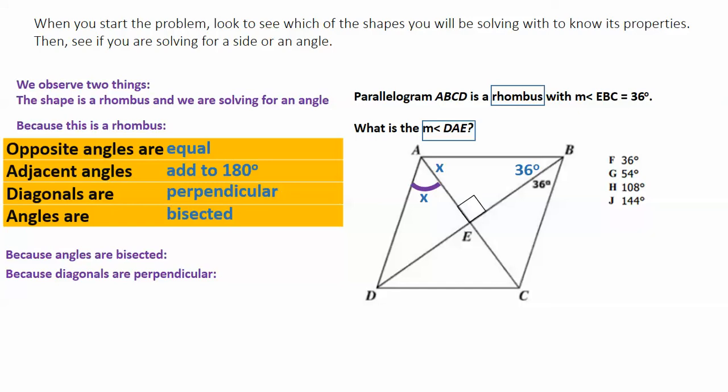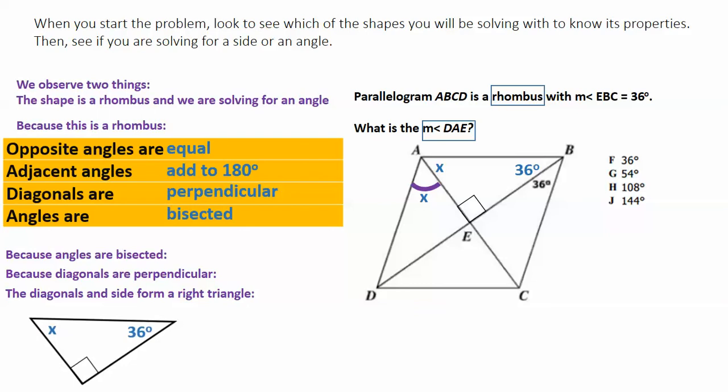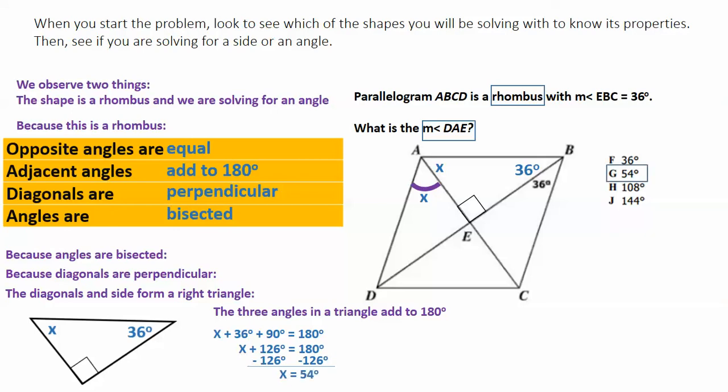Now I see I have a nice triangle here with all of its angles labeled. The diagonals inside form a right triangle. And the three angles in a triangle always add to 180 degrees. So I can take X plus 36 degrees plus 90 degrees, that perpendicular angle, and it will equal 180 degrees. Combining like terms, I find that X plus 126 degrees will equal 180 degrees. Subtracting 126 degrees from both sides, I find that my X will be 54 degrees.